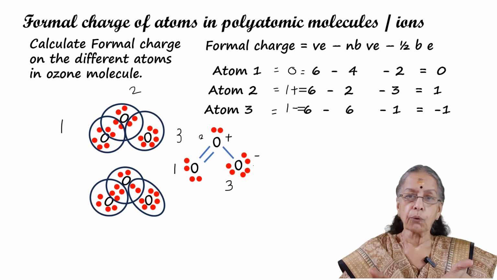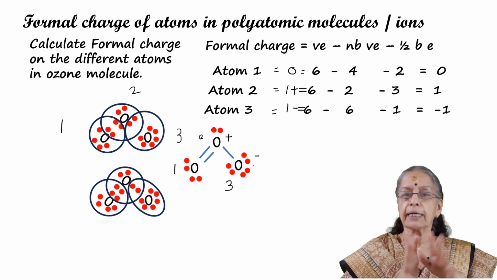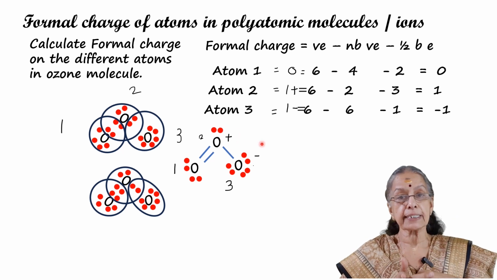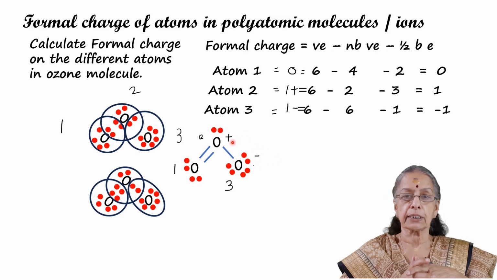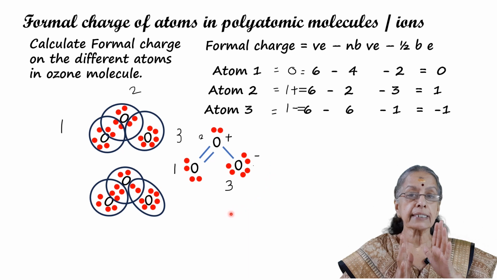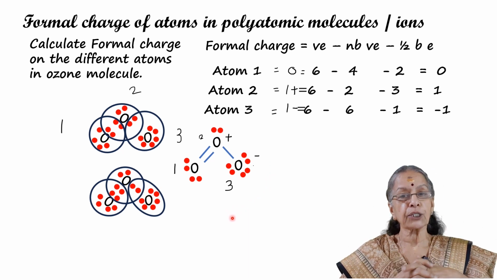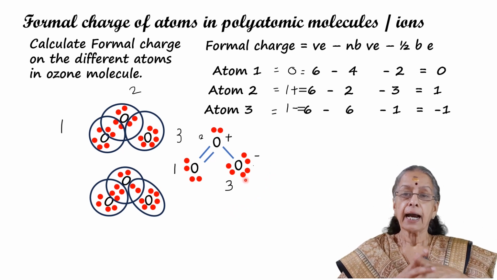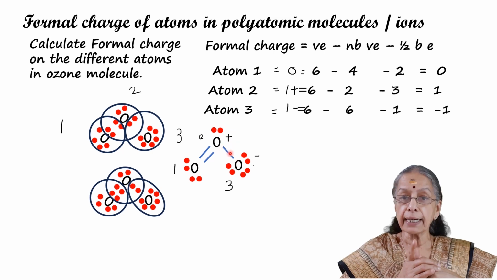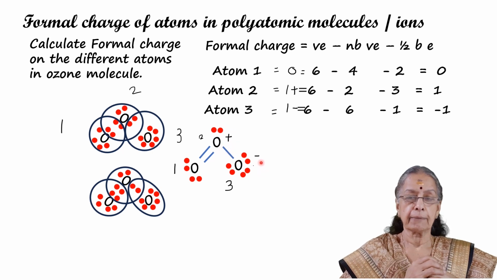We already know that molecules are neutral. They don't bear any net charge. This positive and this negative charge cancel each other. So, the net charge on the molecule is 0. That is, the molecule is neutral. Here, atom number 3 is actually gaining one electron from atom number 2. That is why it is developing one negative charge.